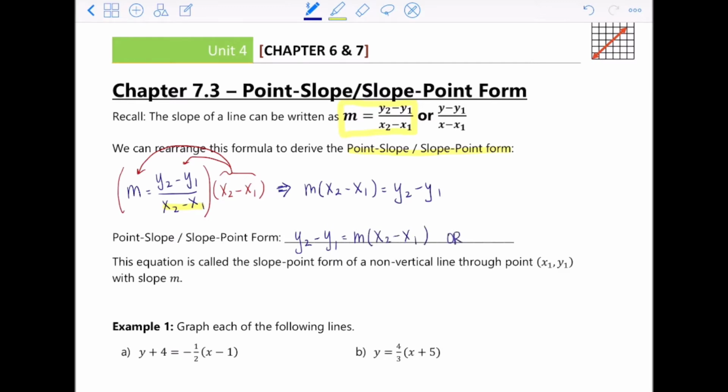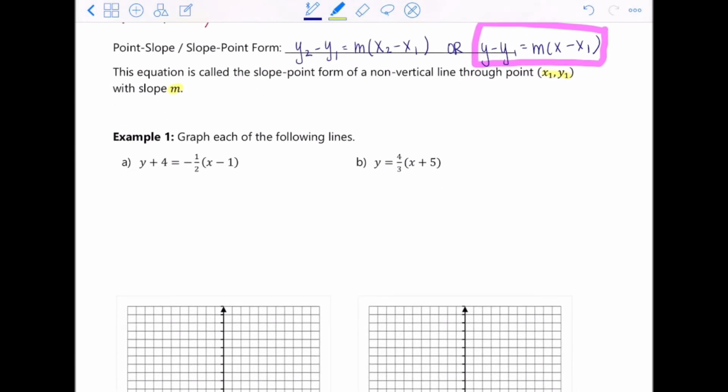We can also rewrite this using just regular y instead of y2, like this. And this is the same thing. This form can be derived from this as well. So this equation is called point slope form of a non-vertical line through the point x1 and y1 with the slope m. The reason why this equation is called point slope form is because we just need one point and one slope.